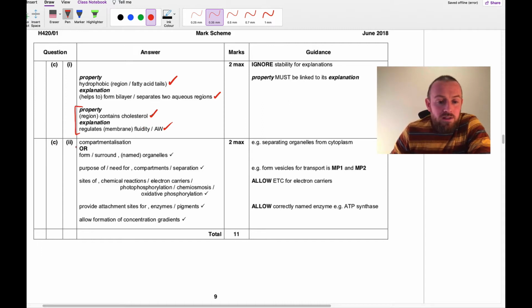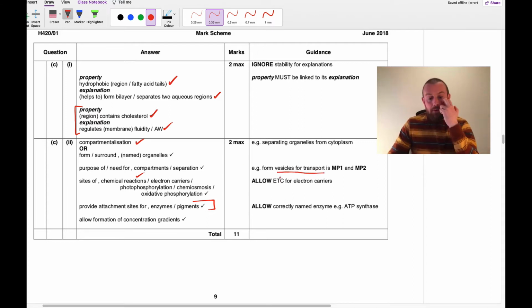The part about within cells, compartmentalization is a mark. Purpose of need for compartment separation. Sites of chemical reaction, okay, we said that. So for example, protein synthesis. Provide attachment sites for enzymes or pigments, that's an interesting one. Allows formation of concentration gradients. So this would have been marked point 1 and 2. Vesicles for transport, if we talked about the Golgi, you would have got 2 marks for that. Okay, so pause the video there if you need to look at the mark scheme a bit more, and let's crack on.